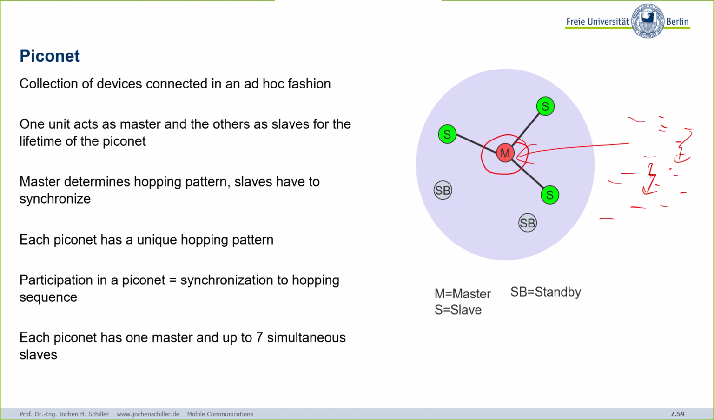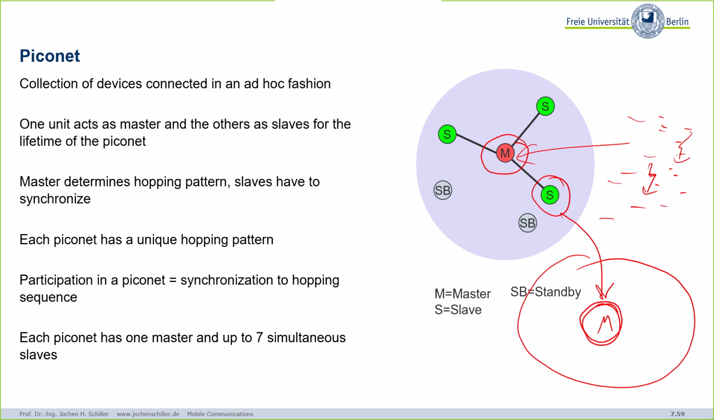Anytime you can create your own Piconet. So if a slave says, I don't want to be slave anymore, the slave could be controlled by software, I want to be a master. But then you have your own Piconet. So that's a new Piconet. And if someone wants to join, you have to join the hopping pattern of this new master, former slave.